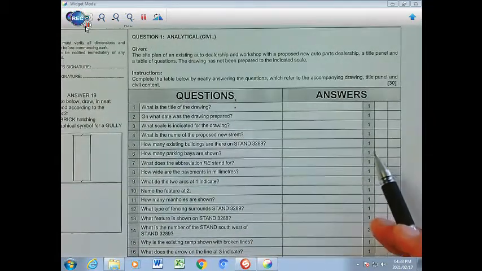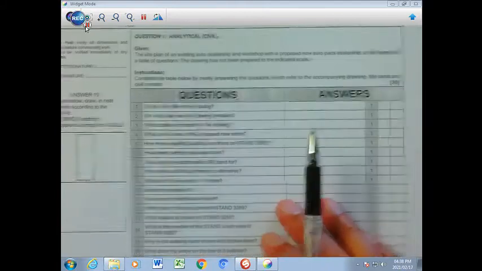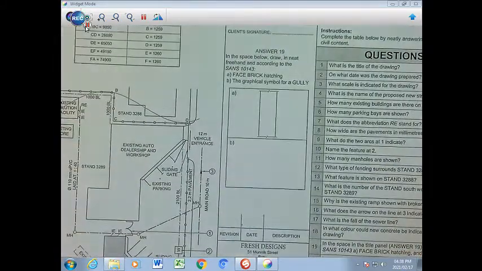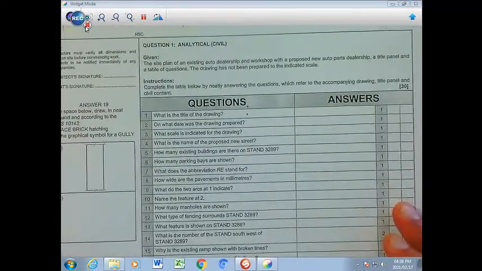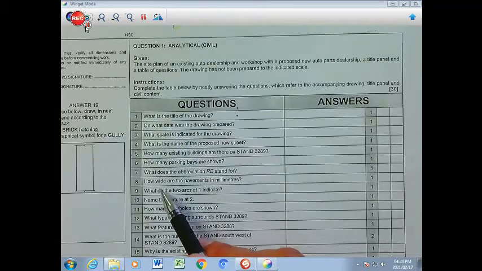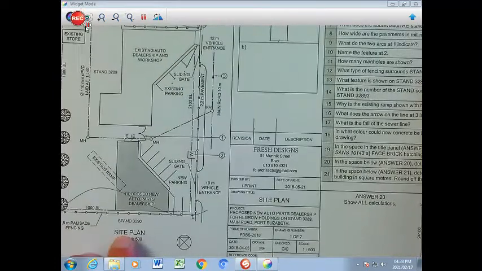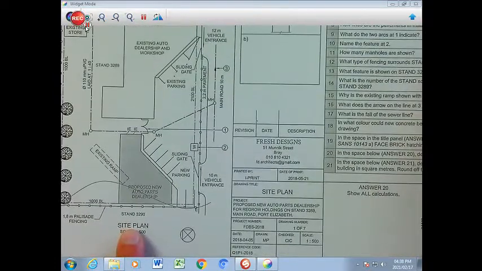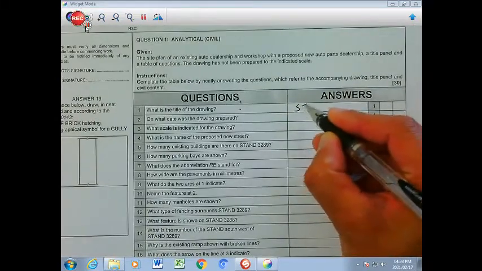And then the instruction is that you need to find the answers to these questions that pertain to this auto dealership site plan that you have there. So we go to the first question, and some of these questions up to number 8 would be lower order questions. The title of the drawing, so you're going to go there to the bottom and you will find that it is the site plan, and that's what we're going to write in here, site plan.